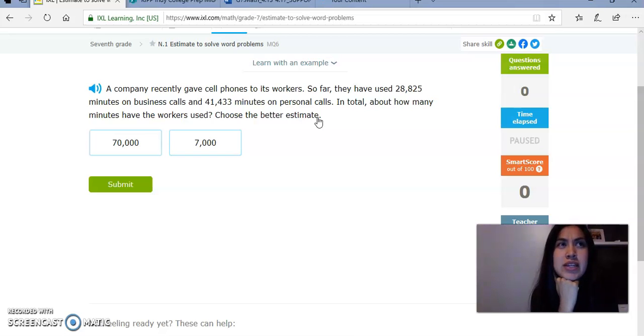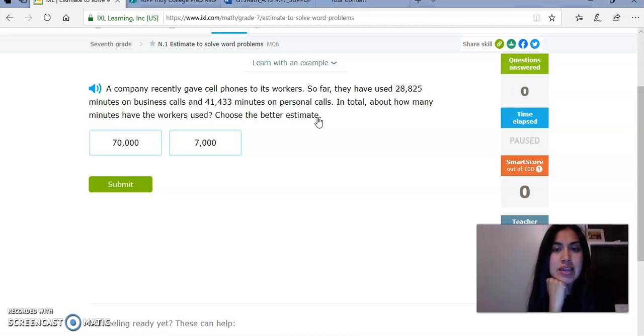Okay, so I'm going to summarize like any word problem first to determine my plan to solve it. It says that a company gave phones to its workers. The workers use it for personal use. They also use it for business use. And we want to find the total amount of minutes used. And since I hear the word total, that means I need to add. But then it also says to choose the better estimate. So I'm not going to look for the exact answer.